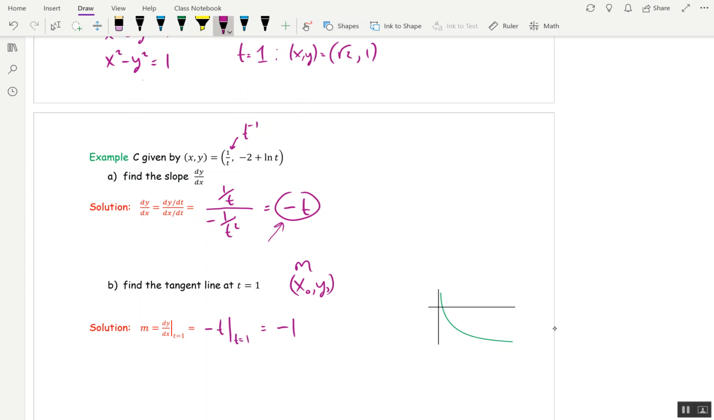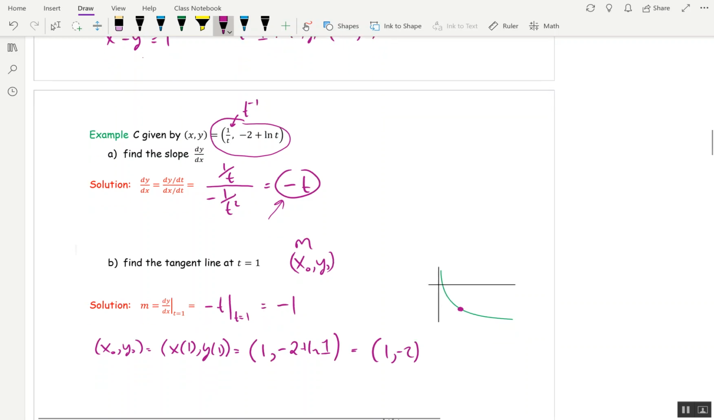Okay, and then x naught, y naught is going to be x evaluated at 1, y evaluated at 1. So I go up here and I look at x and y. x is 1 over t, so 1 over 1 is 1. And y is negative 2 plus ln t, so negative 2 plus ln 1. ln 1 is 0, so I'm at 1, negative 2. So maybe here.